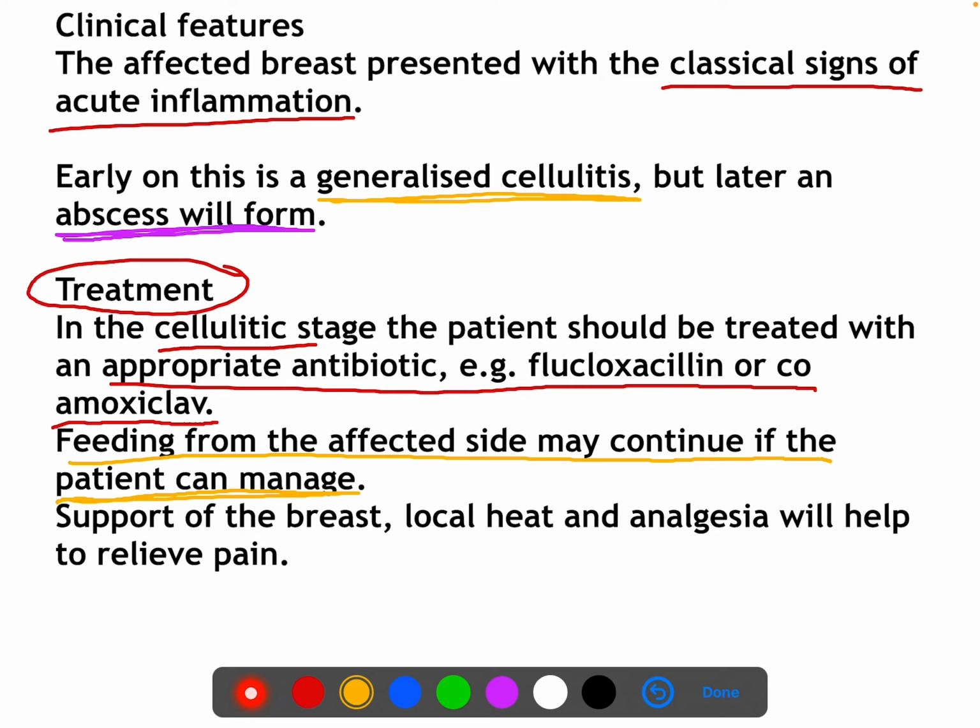Support of the breast. يعني دائما احنا ننصح البيشنت تلبس البرا على مود حتى يسوي support للبريست. Local heat and analgesia will help to relieve the pain. So this is the main line of treatment in the cellulitis stage: antibiotics, feeding continued if the patient can manage. إذا ما تقدر manage she should remove the milk from the breast. احنا نقولها جاذبة، فتاخذ جاذبة وتسحب الملك وتذبه. Support the breast بالبرا, local heat and analgesia will help to relieve the pain.